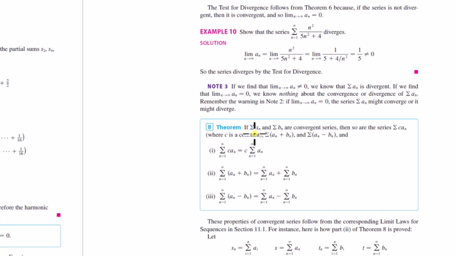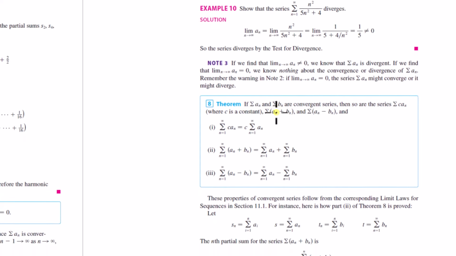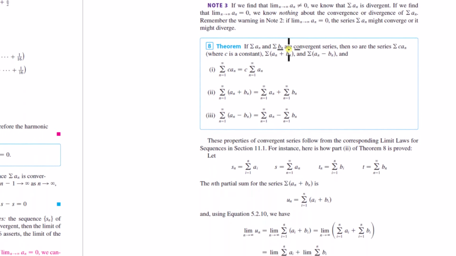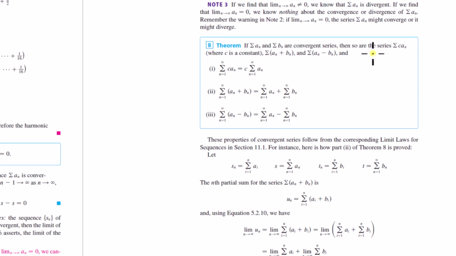Okay, if the two series represented by these two sequence formulas are convergent series, then so are the series with a constant out front of the a sub n, and the sum of the two series. Yeah, so this is interesting as well. This isn't about properties of summations. In the algebra videos, which I included in this playlist, we go into properties of summations. This isn't about properties of summations.